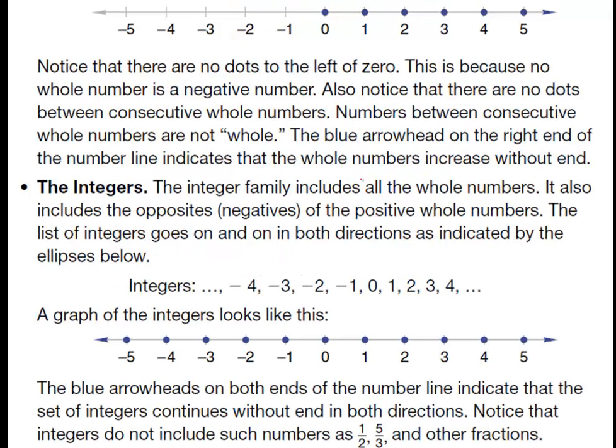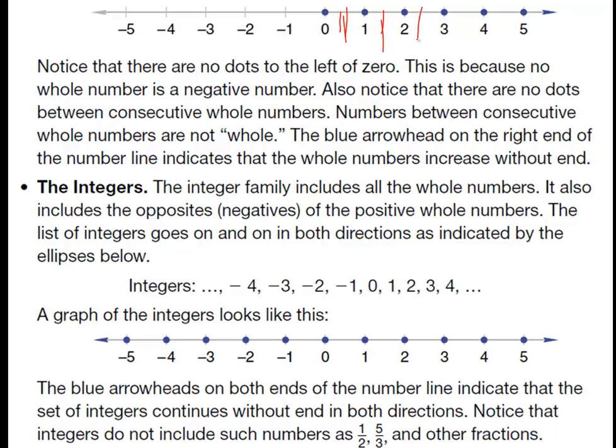But you will notice that with the whole numbers, they don't count the numbers in between. Those are not whole numbers. You'll learn what those are as we go through this lesson. There are also no negative numbers, because whole numbers do not include the negative numbers. So the numbers between consecutive whole numbers are not whole numbers.